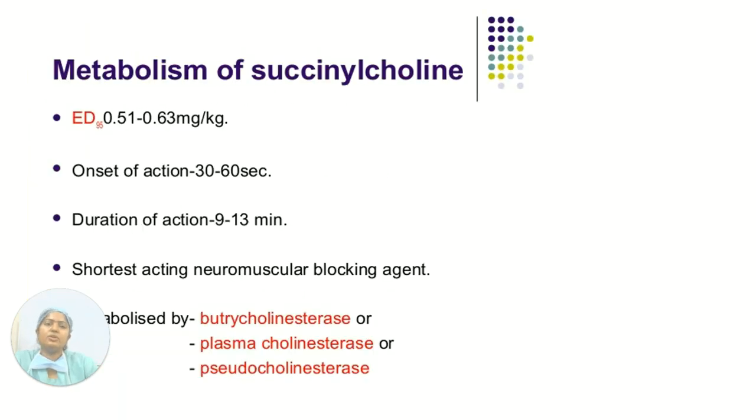Coming to the metabolism of succinylcholine, its ED95 is 0.51 to 0.63 mg per kg. Onset of action is 30 to 60 seconds. Duration of action is 9 to 30 minutes. It is the shortest acting neuromuscular blocking agent. It is metabolized by butyrylcholinesterase, or plasma cholinesterase, or pseudocholinesterase.